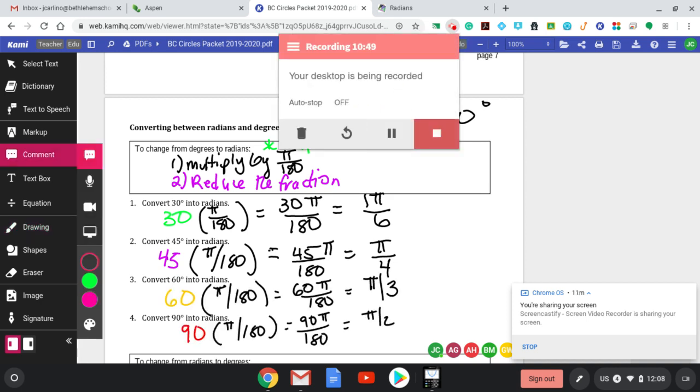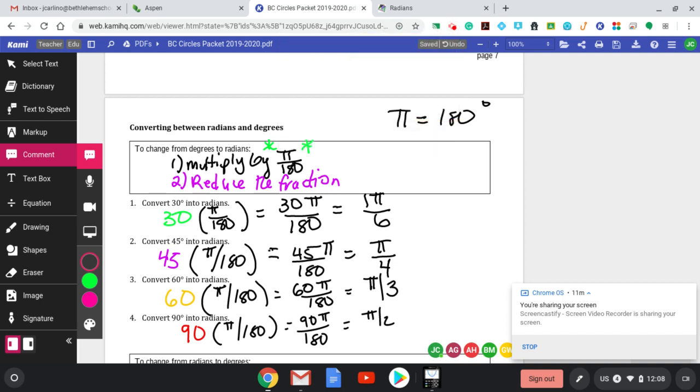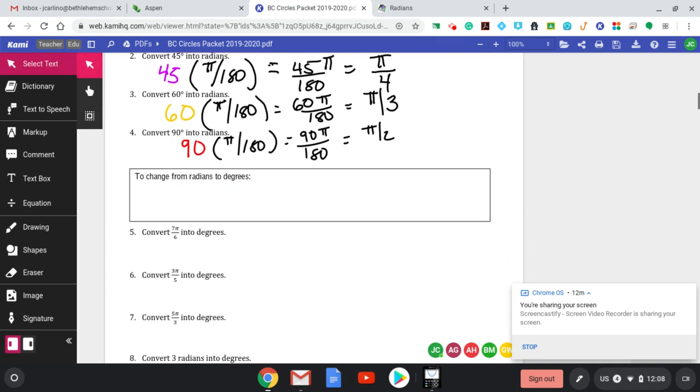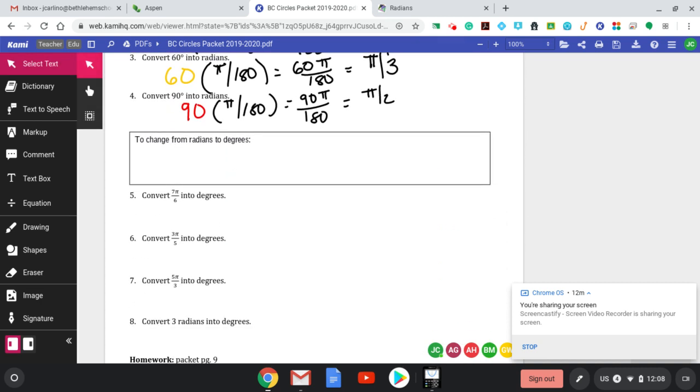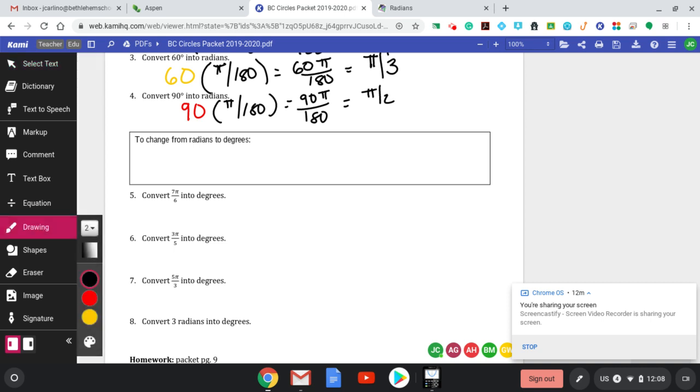Okay, there you go. Those are my answers, pi over 3 and pi over 2. Okay? Let's go the other way now. What if I want to change radians into degrees? Well, now I'm going to take the radians and multiply by 180 over pi.